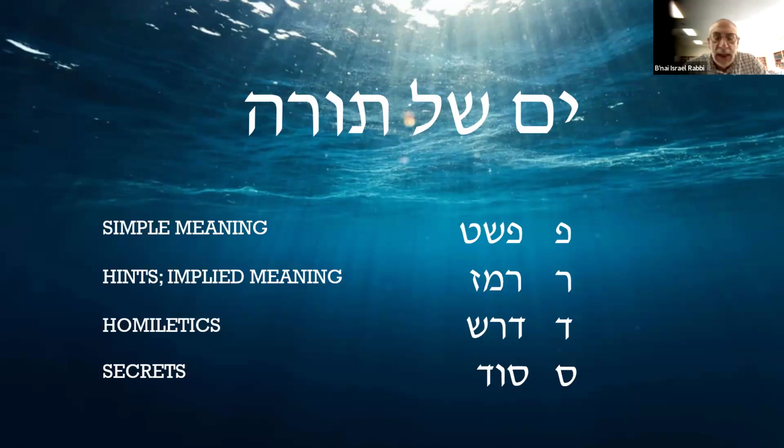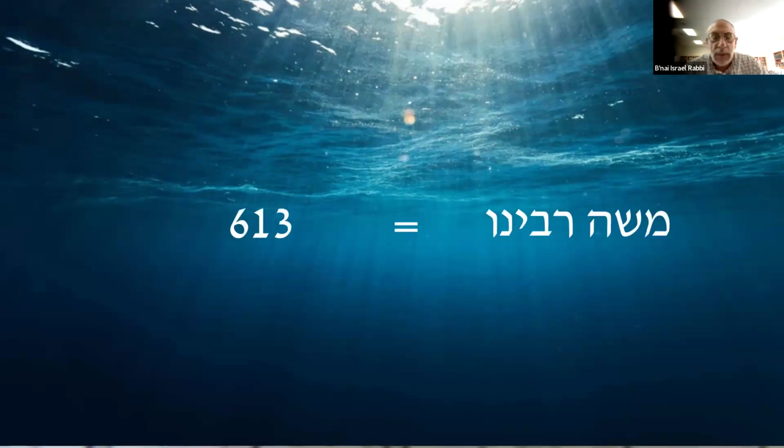Sorry about that interruption. So these are the 4 levels of depth of studying the Torah. And of course, each one has sub-levels and sub-levels and things of that sort. I want to give you just a couple of suggestions about some of these deeper secrets of the Torah.